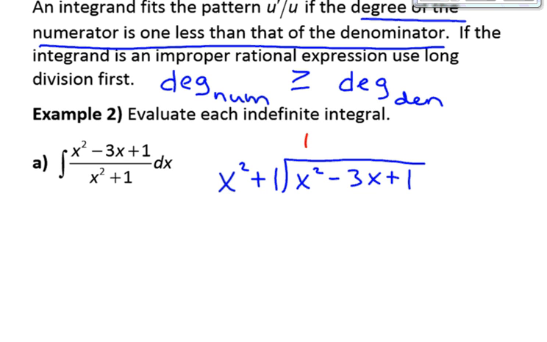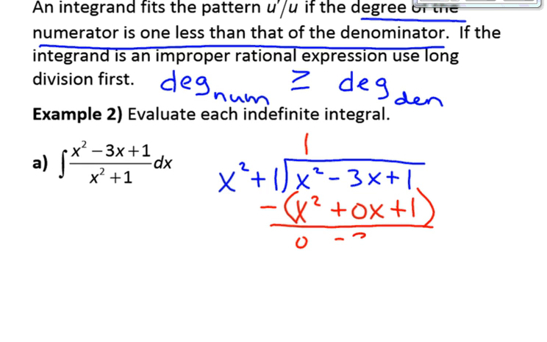X squared goes into x squared once, so we multiply x squared times 1, which is x squared. And then 1 times 1 is plus 1, so that leaves 0x and then plus 1. Then, just like you learned in elementary school, we're going to subtract, putting parentheses around that whole thing. So x squared minus x squared will just be 0. Negative 3x minus 0x will be negative 3x, and 1 minus 1 will be 0. So this is our remainder.